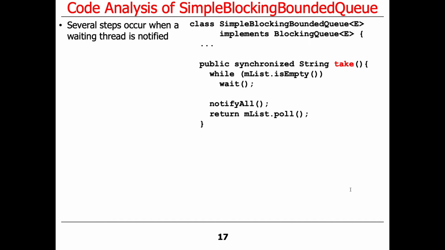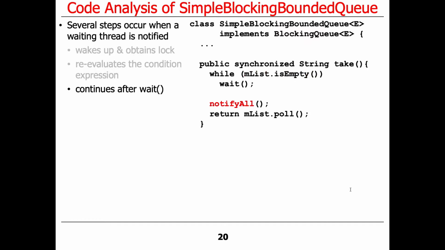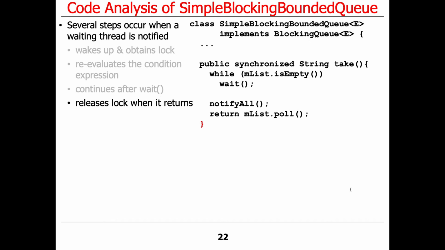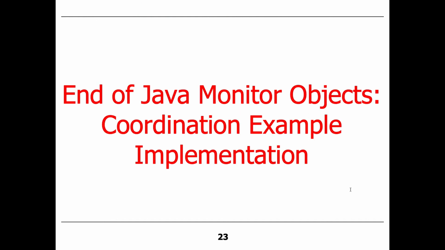When a waiting thread is notified, several things happen. So you wake up and you obtain the lock. You reevaluate the condition expression. And then you only continue after you have been able to satisfy that condition, and then you have to notify everybody. By the way, there's no problem calling poll after notify. It may look like it's backwards somehow, but even though you've woken everybody up at this point, or you've begun the process of waking them up, they can't actually make any progress until we leave the critical section here and the lock is automatically released. OK, so we release the lock when we're done, and that's basically the implementation.